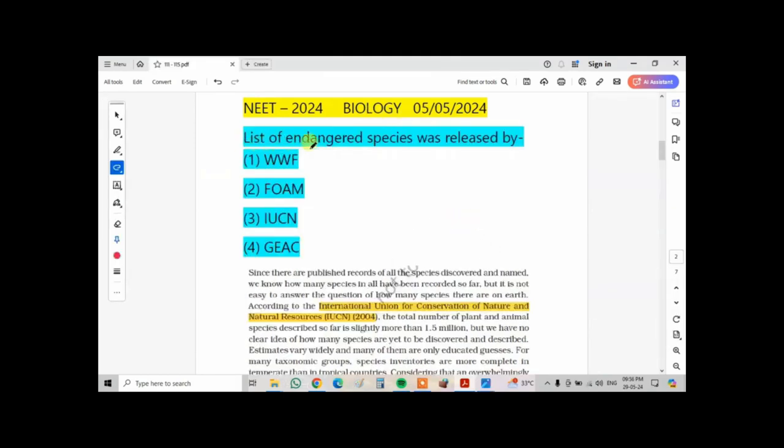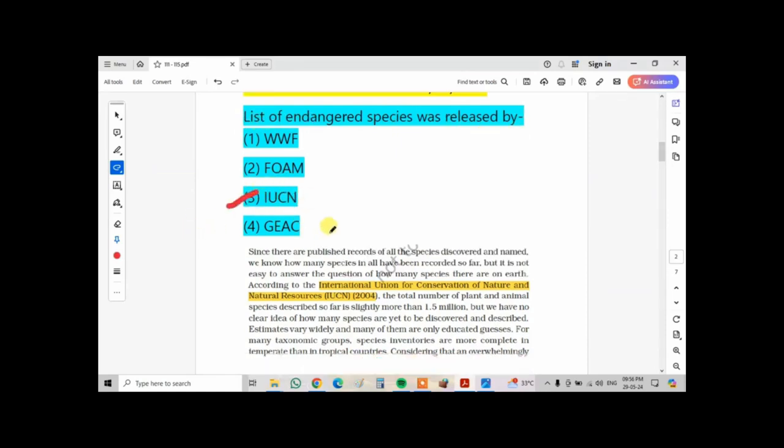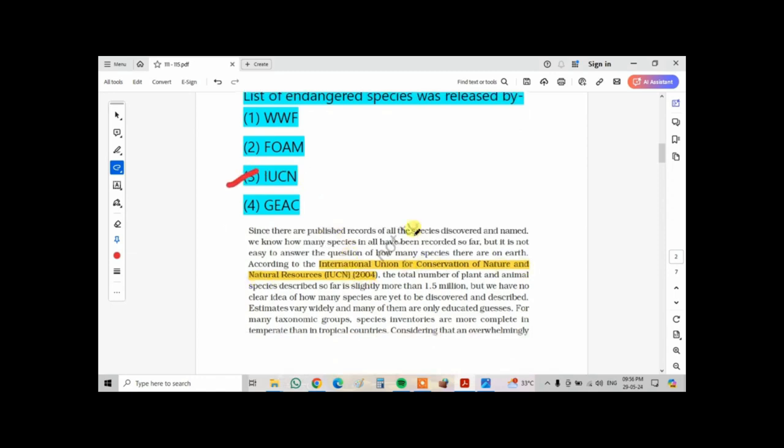Biology NEET 2024. The list of endangered species is released by IUCN. Option 3 is the answer: International Union for Conservation of Nature and Natural Resources. You can see the NCERT line here, and this is from the chapter known as Biodiversity.